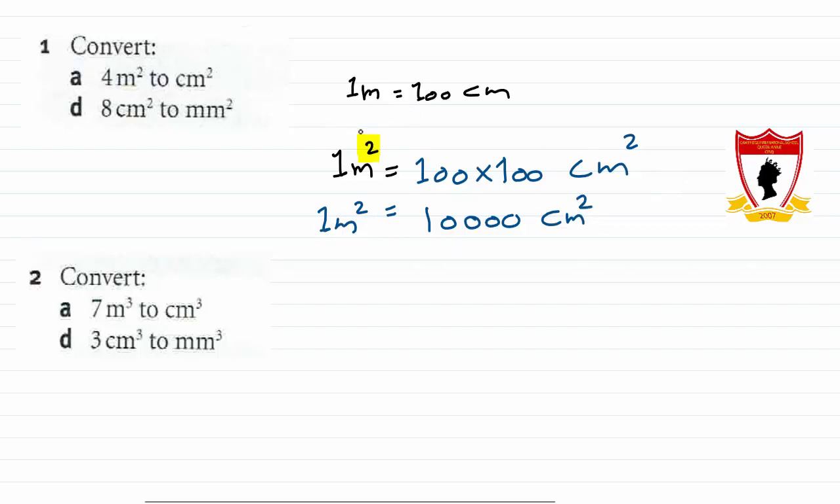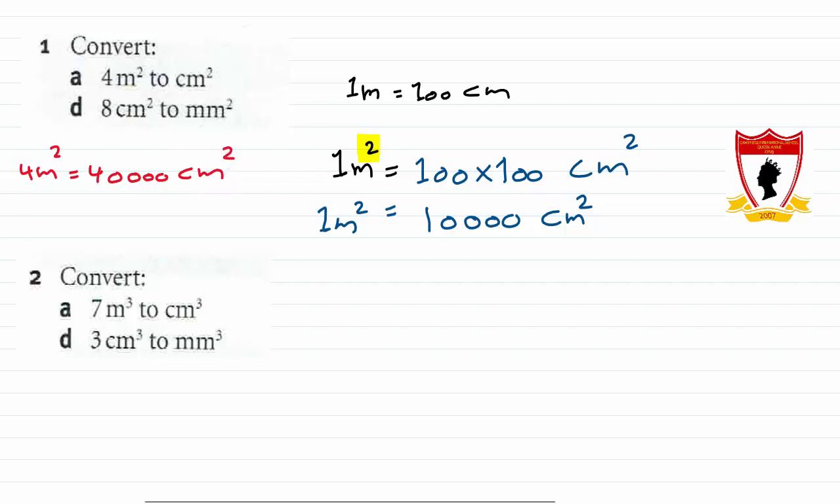We're going to do the same steps for centimeter and millimeter. Now we know the scale. 1 meter square is 10,000 centimeter squares. What about 4 meters square? Easily, 4 meters square is 40,000 centimeter square.